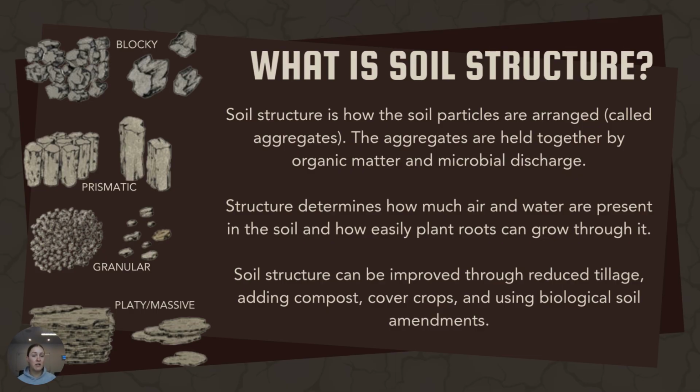So the structure determines how much air and water are present in the soil and how easily plant roots can grow through it. Soil structure can be changed, unlike soil texture, and it can be improved through reducing tillage, adding compost, planting cover crops, and using biological soil amendments.